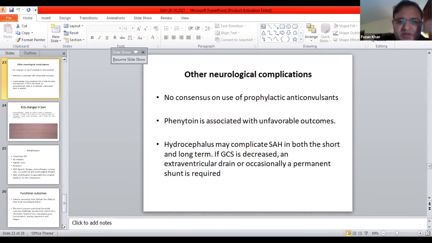Now, talking about some other neurological complications associated with subarachnoid hemorrhage. There is no consensus about the use of prophylactic anticonvulsants. Phenytoin definitely is associated with unfavorable outcomes. Hydrocephalus may complicate subarachnoid hemorrhage in both the short and long term. If GCS is decreased, an EVD or occasionally a permanent shunt is required.